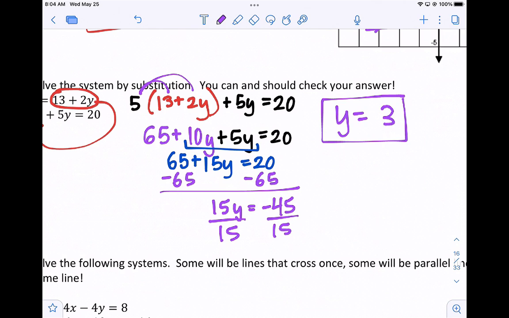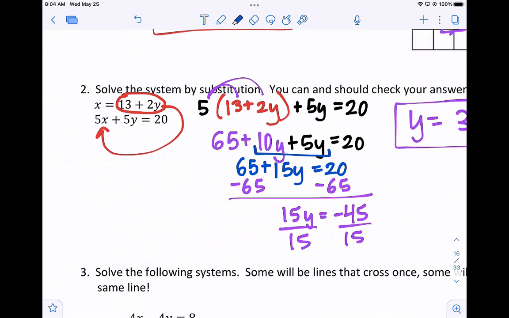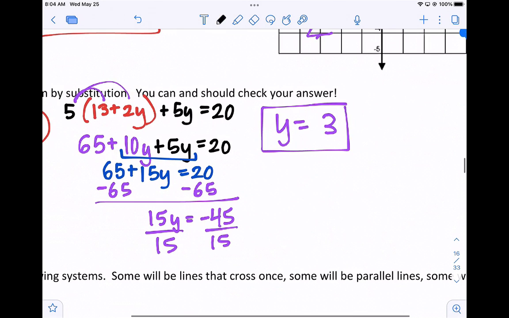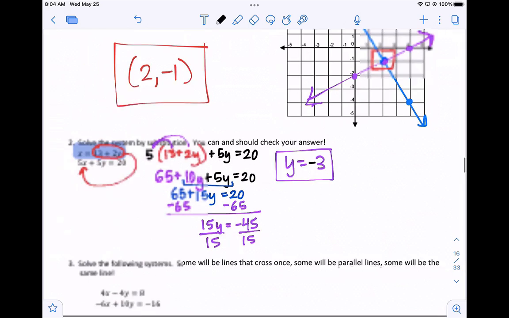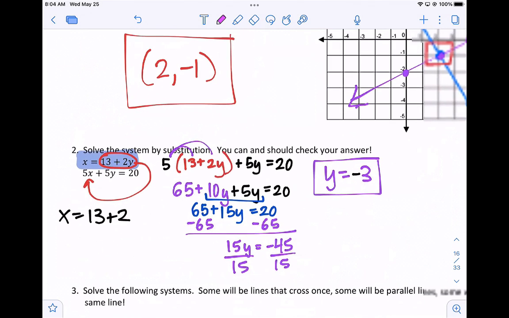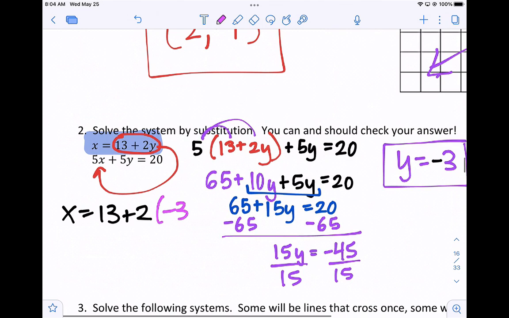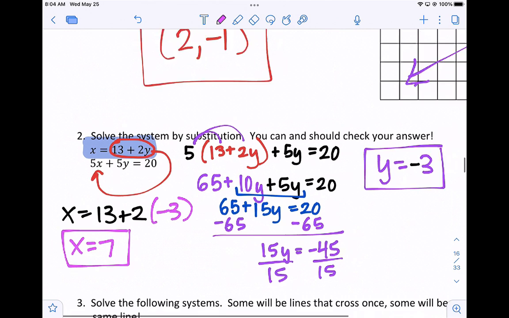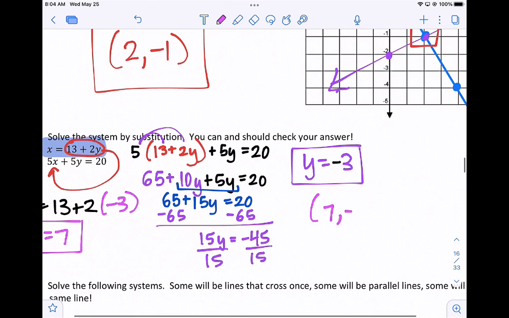Now we can plug into any of the equations, and usually there's one easier to plug into than the other. Here's the one that's easiest to plug into because we need x. We know y is -3. I put just 3, but it is -3. So we have x equals 13 plus 2 times -3. So x will equal 7. All right, now we can check our answer. So this point of intersection is at 7, -3.